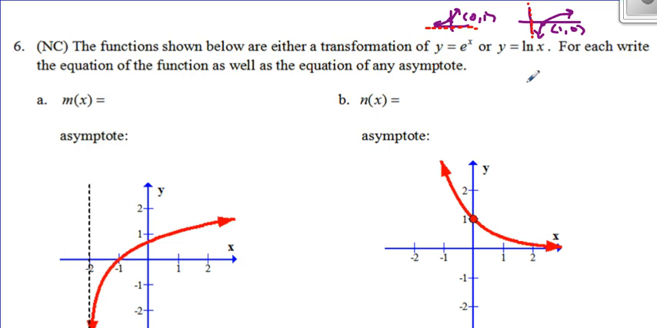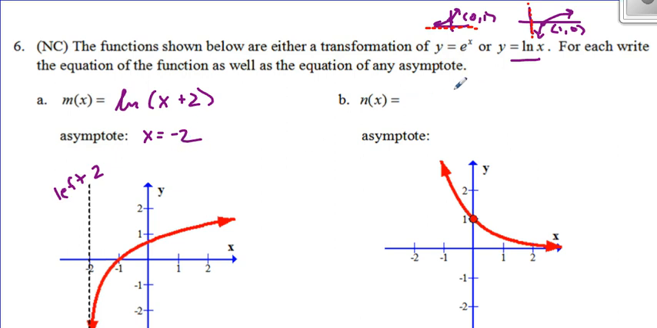So when I come over here, I see the vertical asymptote. I know it's the natural log graph. And the asymptote isn't at 0, it's at -2. So it actually went left 2, so I know my function is going to be the natural log of (x plus 2) on the inside because it's a horizontal shift. And my asymptote is right here, this line at x equals -2.